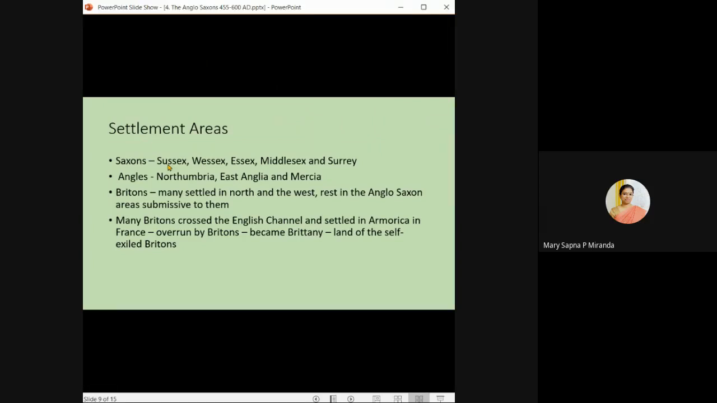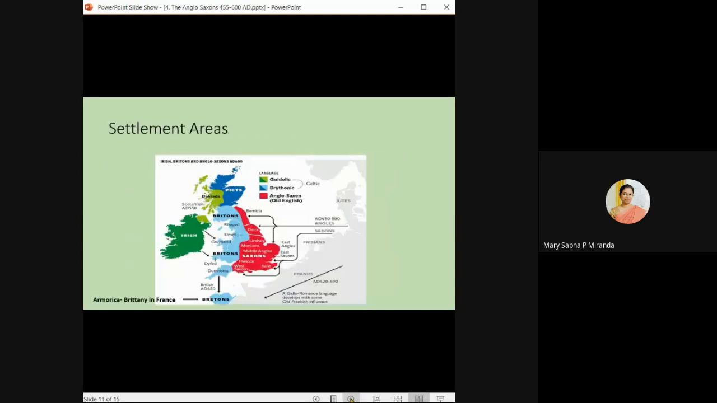And the place was overrun by Britons. There were so many Britons now in this place called Armorica in France that it began to be called Brittany. Brittany, as in the land of the self-exiled Britons. So I'll be showing you the map. This is Armorica in France.